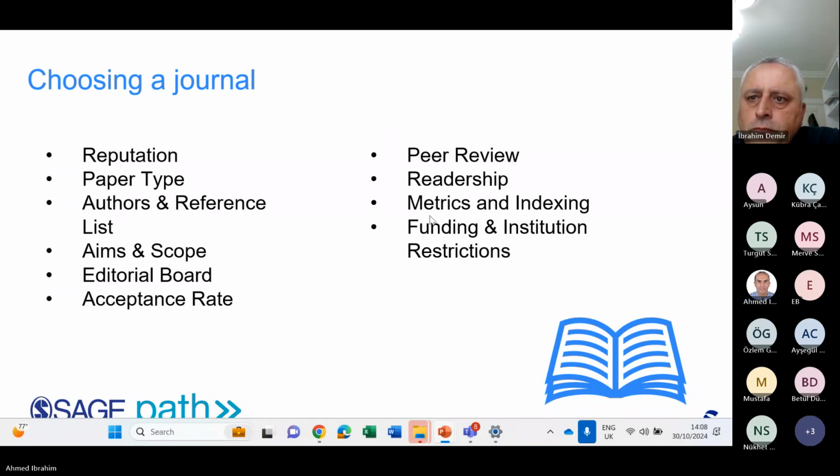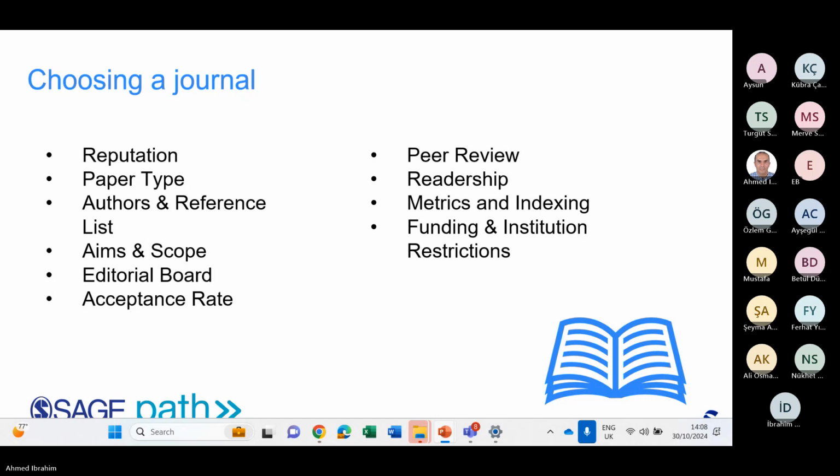Then coming to peer review. We have three types of peer review: single anonymous, double anonymous, or transparent peer review. In single anonymous, the identity of the author is known to the reviewer, so your identity will be known to the reviewer. In double anonymous, neither knows the other: the reviewer doesn't know your identity, and you don't know the identity of the reviewers. The last is transparent peer review, in which everyone's identity is known to the other. So when selecting a journal, the peer review type is important.